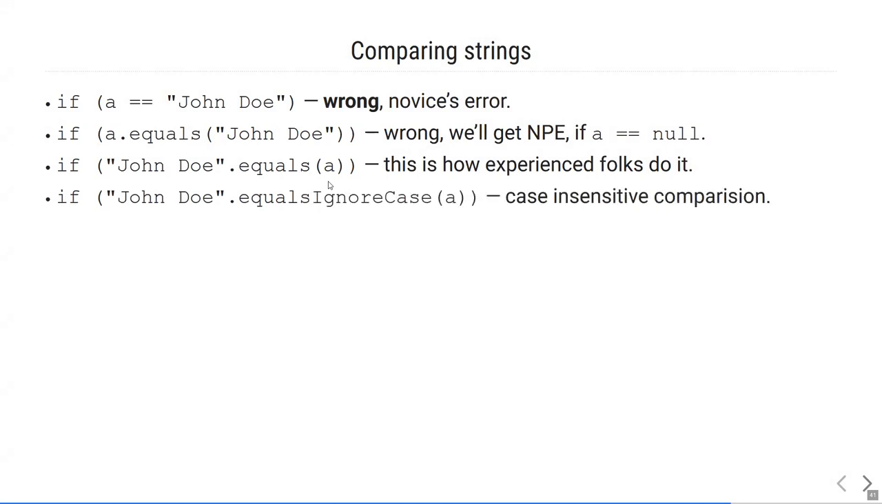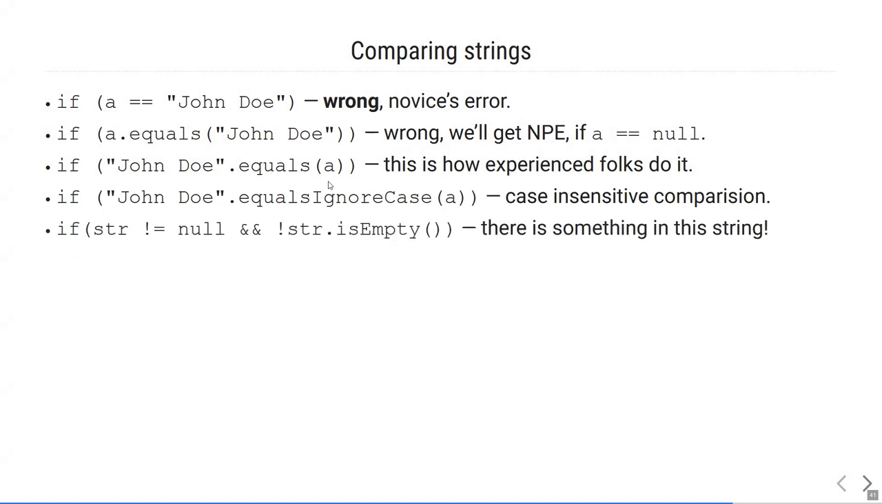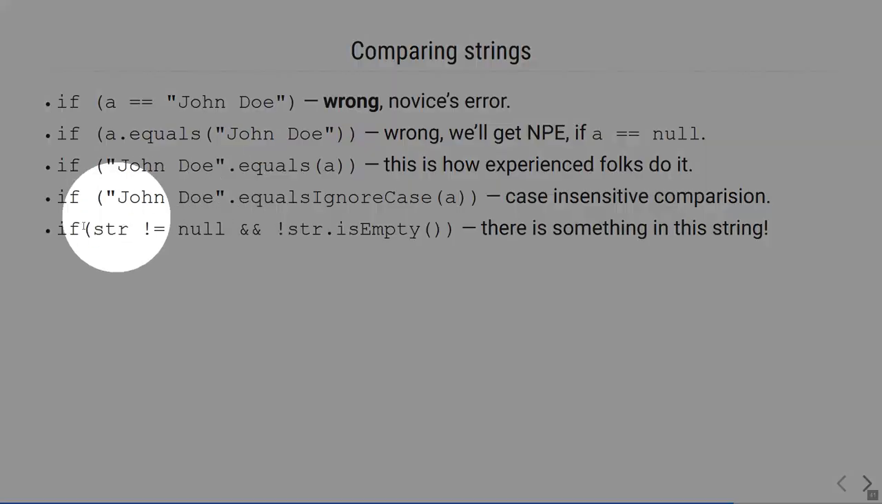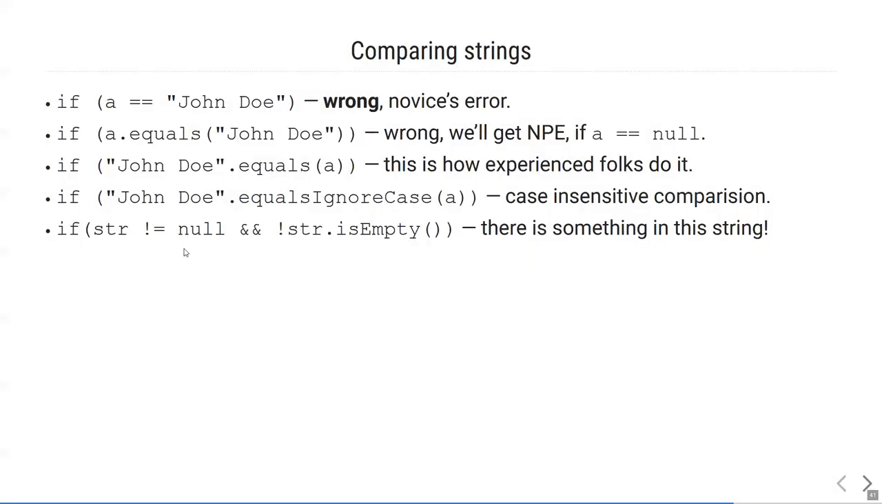And if you want to compare case-insensitively, no matter in which case, uppercase or lowercase, A is, you can use equalsIgnoreCase. If you want to check if a string is not empty, you must check it for null. Java is not a null-safe language, unlike Kotlin, for example. In Kotlin, you have separate types for nullable and non-nullable variables. In Java, you don't have them, so you should be cautious about possible null values.